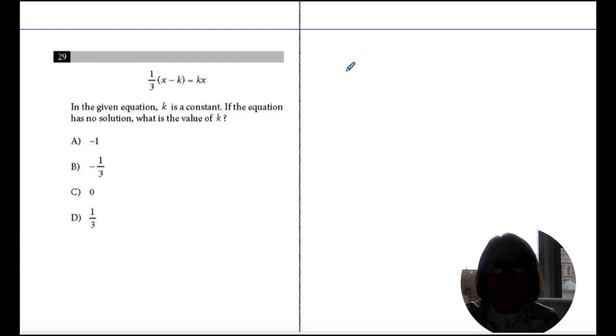This is the March 2020 math calculator number 29 for the SAT, and it's a really typical question. They love to test you on whether you know what a no solution equation or an infinite solution equation would look like.